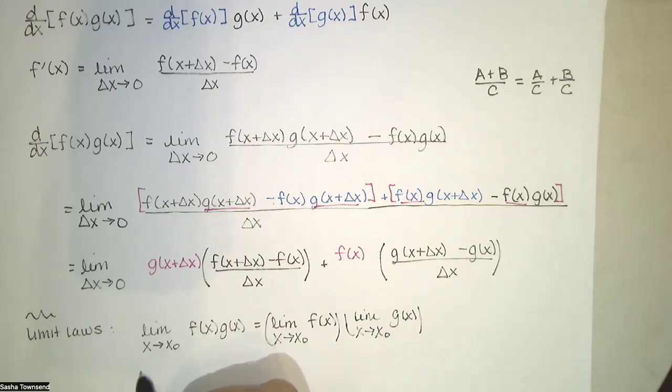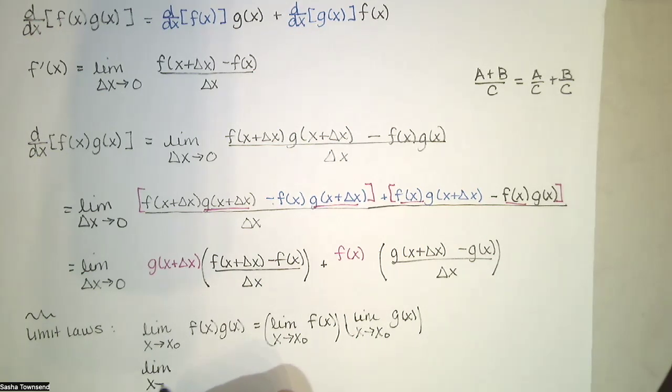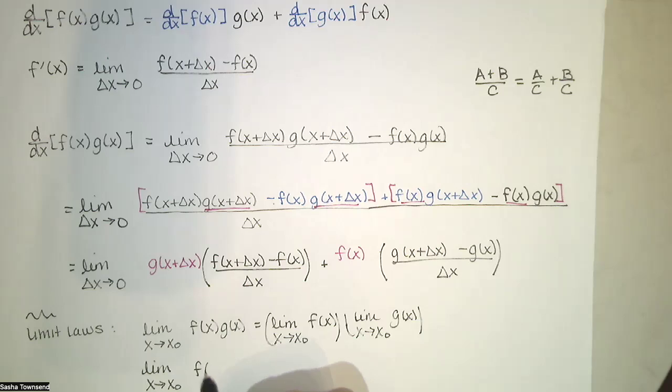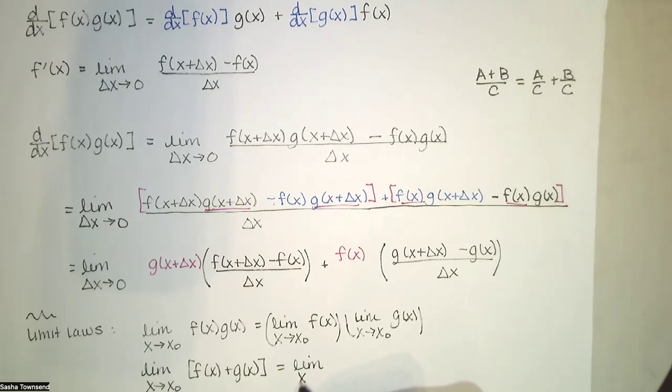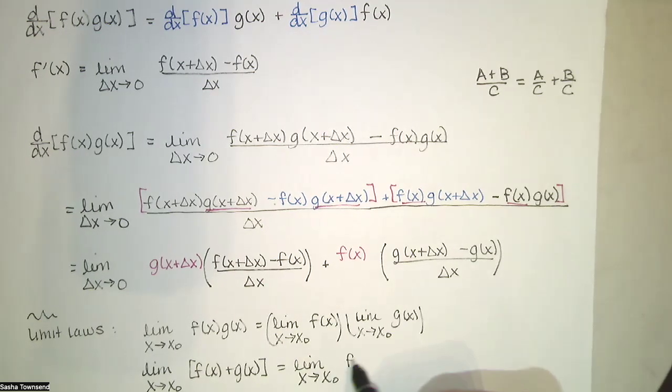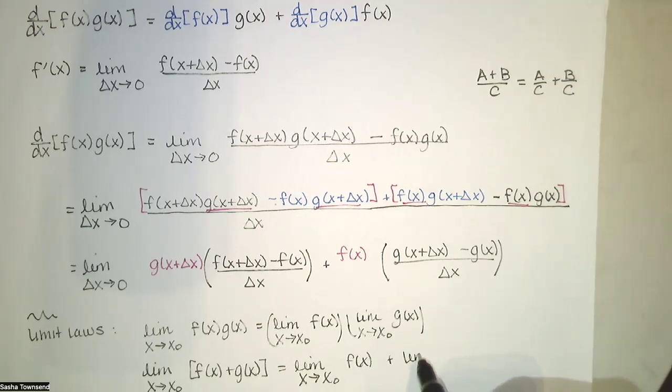And then the limit of a sum is the sum of the limits. So if I'm adding two functions, I just take the limit of the first function, and then I add the limit of the second function.